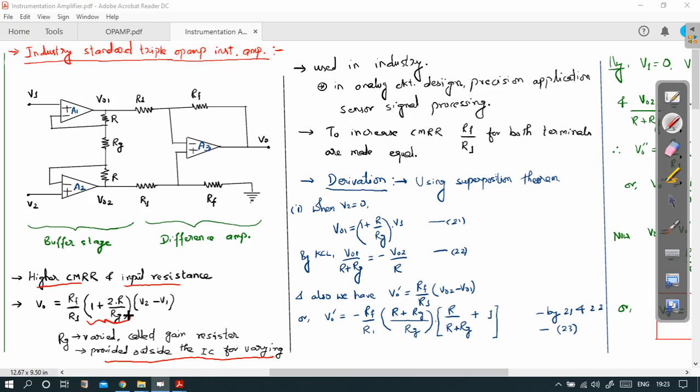But take care that you should not make this 0. When this becomes 0, the problem comes. It is actually used in industry and in the design of analog circuits, precision applications, sensor signal processing, and these kinds of things.